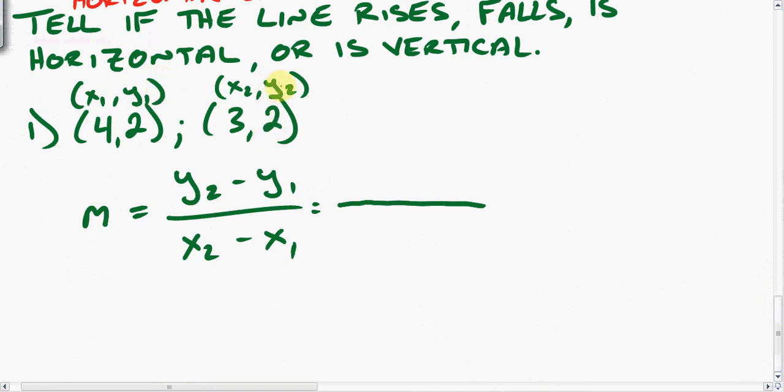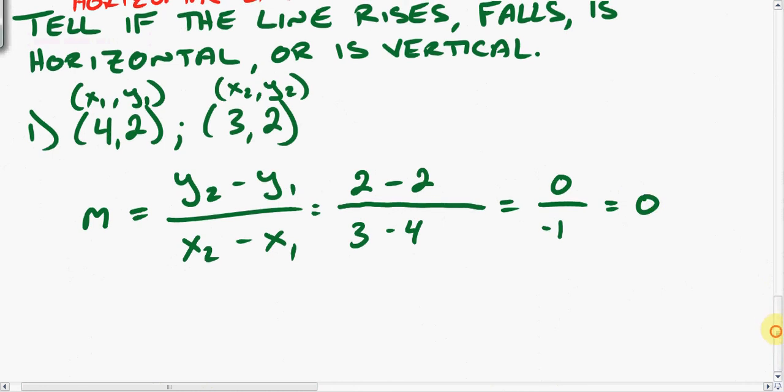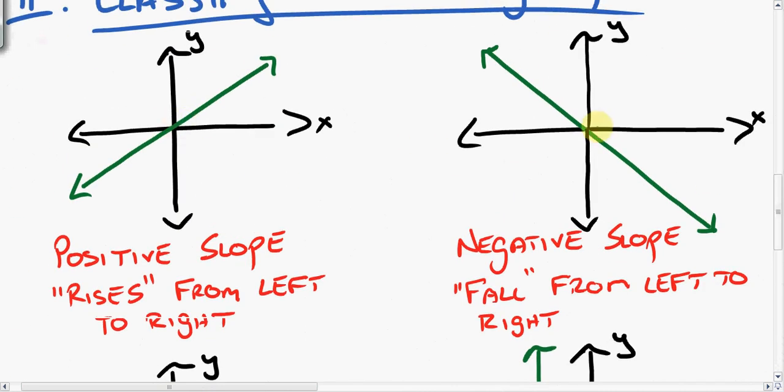So we're going to do y2, which is 2, minus, and in this case it's a coincidence, also 2. My x2 is the value 3, and x1 is 4. So we can see 2 minus 2 is 0, and 3 minus 4 is negative 1. So 0 divided by negative 1 is 0. So it's neither positive nor negative, so we can count out these first two.